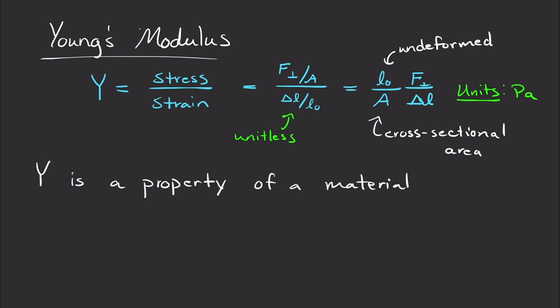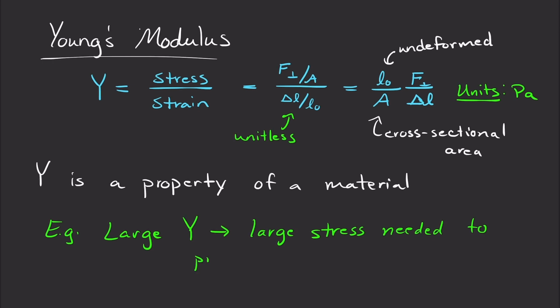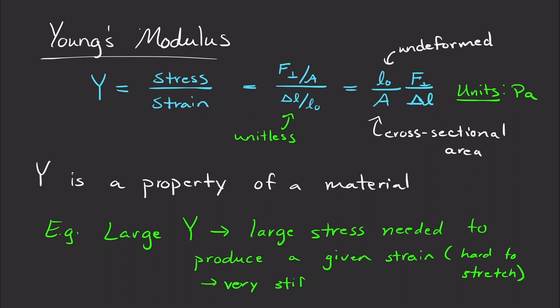And it tells you the strain or the response of some material when some stress is applied. So for example, if you have a large Y, so a large Young's modulus, that means a large stress is needed to produce a given strain. So a large Young's modulus corresponds to something being hard to stretch, or it is very stiff. Okay, so a very stiff material.